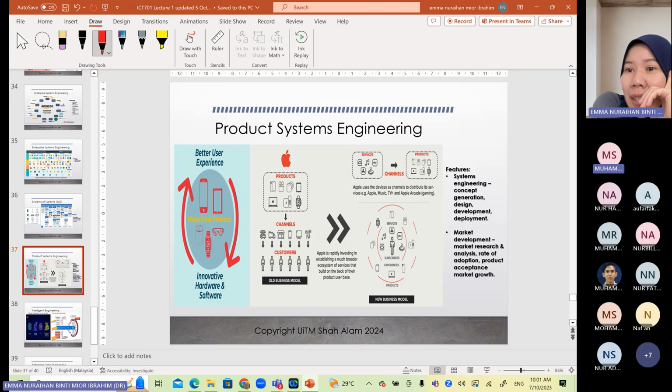Betul? Kan? For example, you minum kopi Cap Hap Seng dengan you minum kopi Starbucks. How do you feel? Ada difference in terms of feelings? Ada difference? Ada. Of course ada kan?